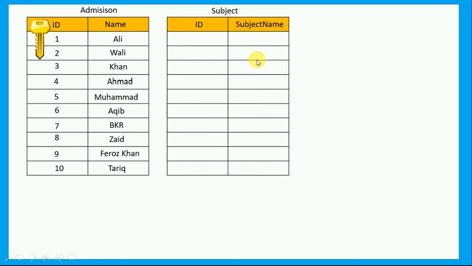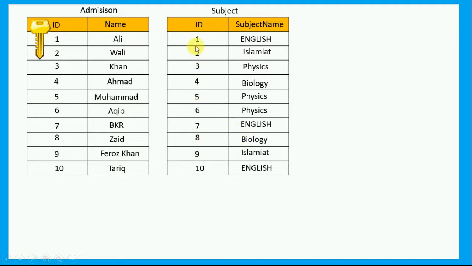Similarly, we have another table, subject. It also has two columns, ID and subject. We insert a bunch of data. It means ID 1 teaches English, 2 Islamiyat, 3 physics, and up to 10 English. And we set the ID as a foreign key.